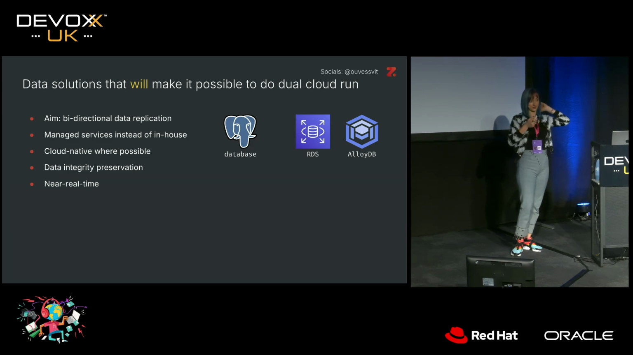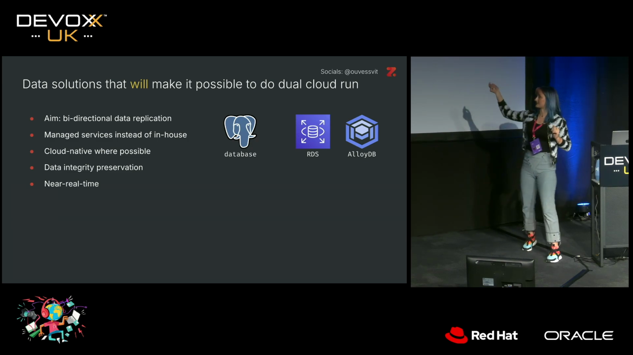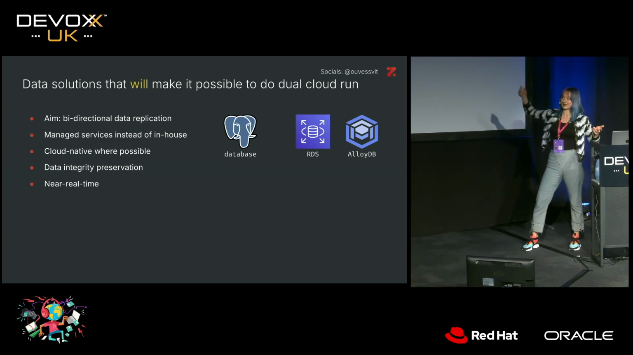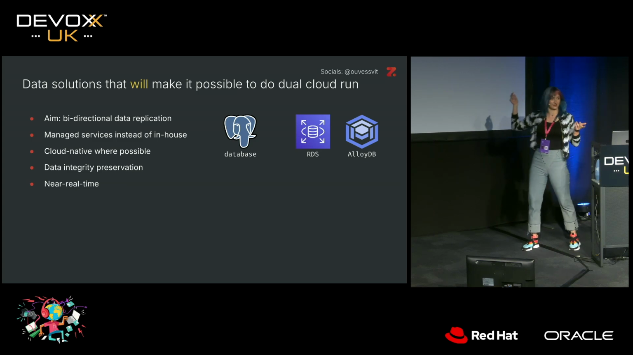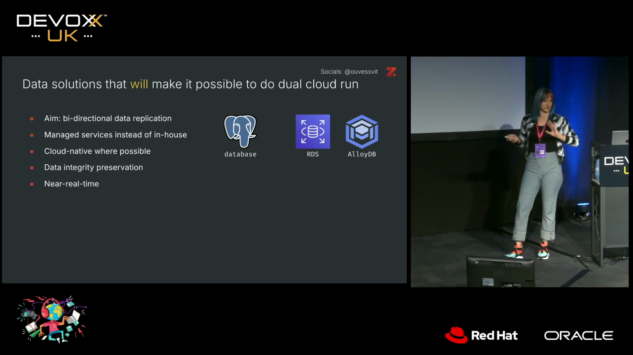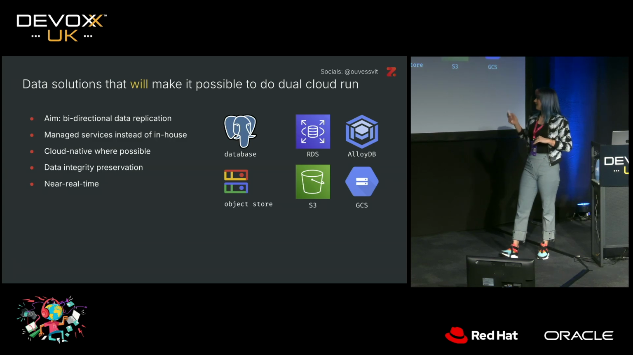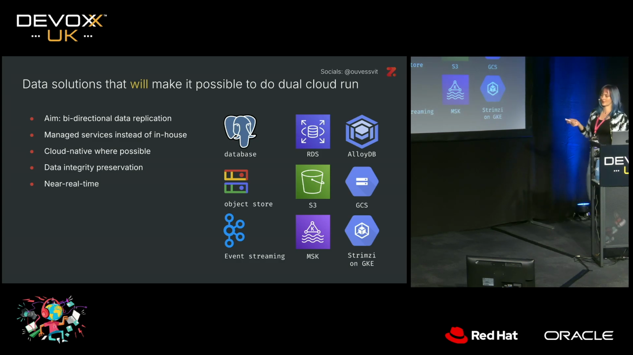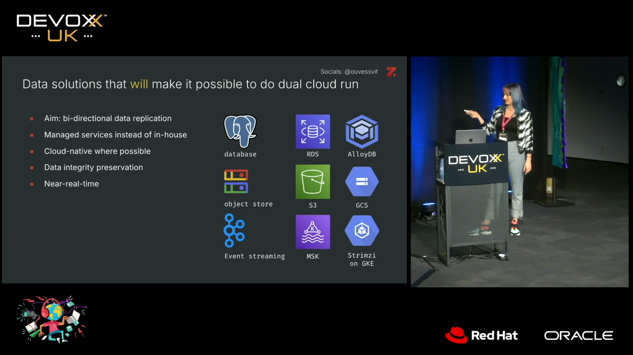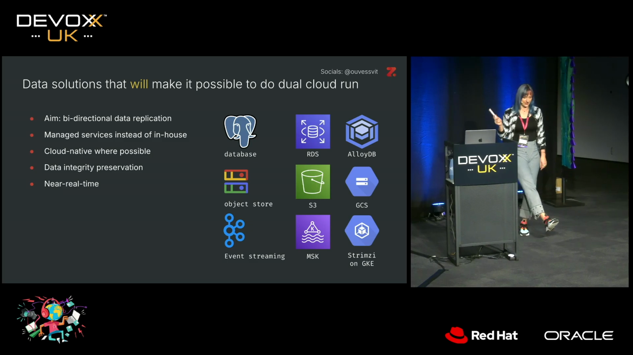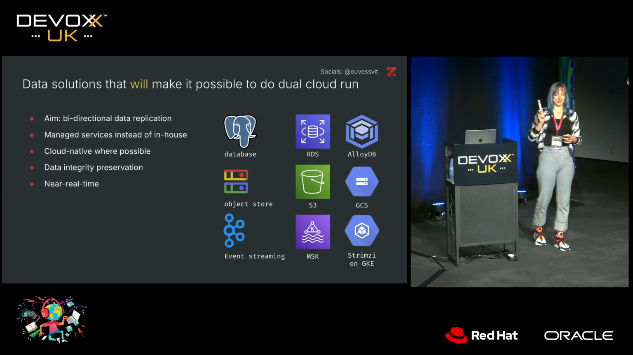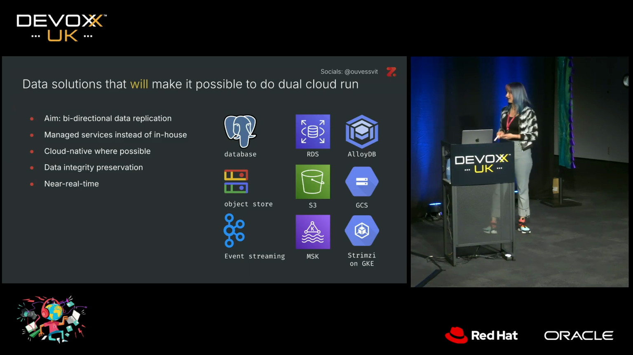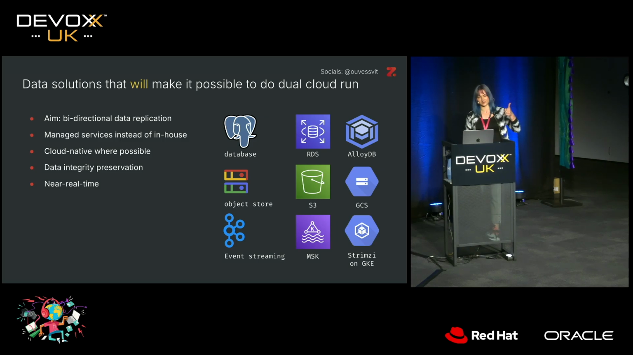The services that make it possible, the products that make it possible for databases, we wanted Postgres, we were using Postgres. It's possible with Postgres. RDS and AlloyDB. AlloyDB is a cloud-native Postgres solution on GCP. Object Store, very obviously S3 and GCS. Event streaming, MSK, managed Kafka on AWS, and on GKE we were running Strimzi Kafka, because managed Kafka on GCP wasn't available when we started. Now we would do managed Kafka on GCP, and we actually did it for a different project. Works really well.